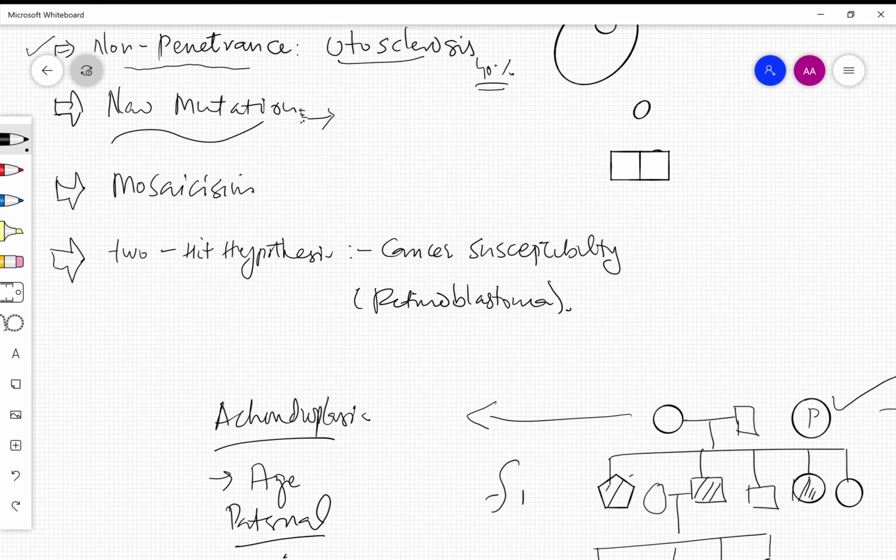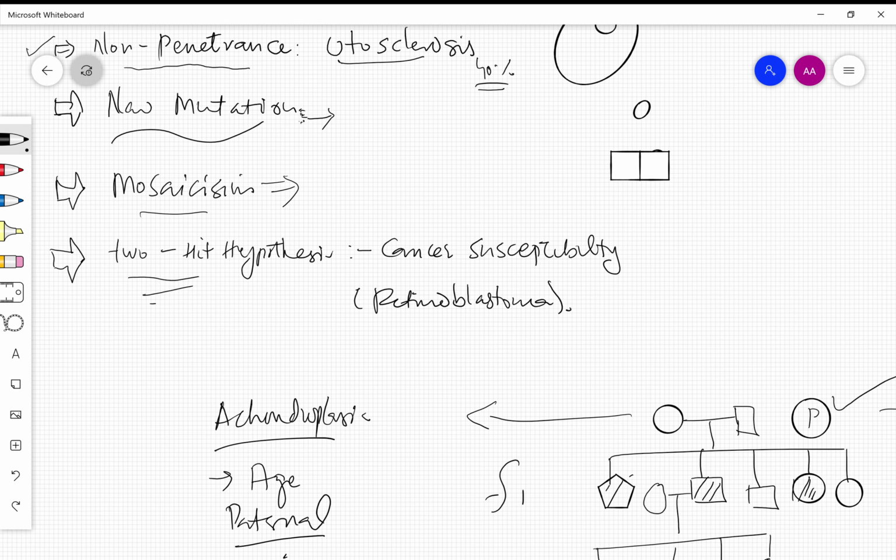Similarly, there is another condition called mosaicism. Some of the cells in the parents will be normal, and if the gonad is normal, it is very unlikely for the parent to transfer the gene to the offspring.